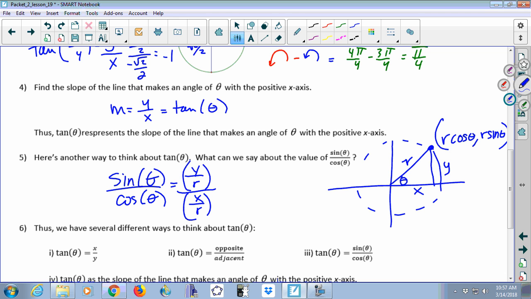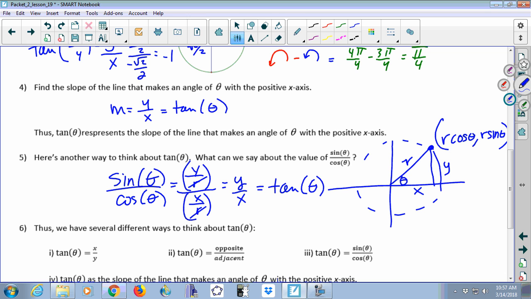You're going to be doing a lot of division with fractions. So hopefully you all know there's a shortcut here. We can go like this because you have the same denominators. So if you have the same size pieces in each one, then it reduces to y over x, which is tangent theta.